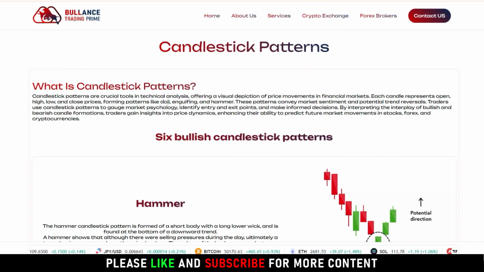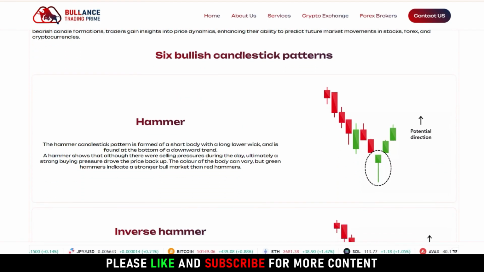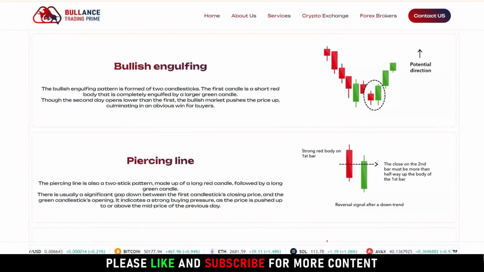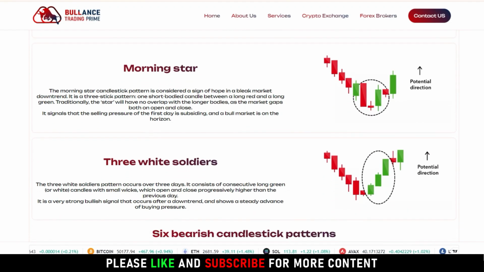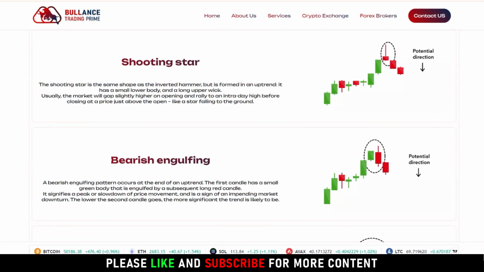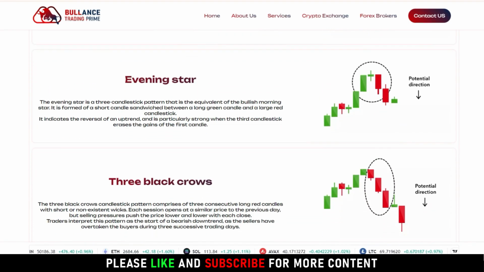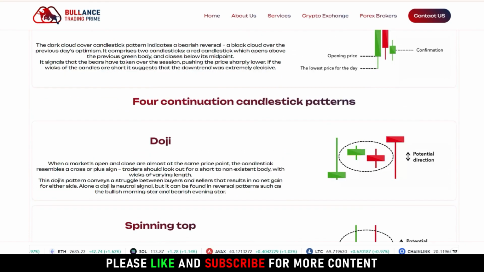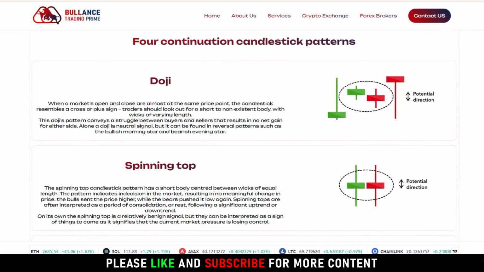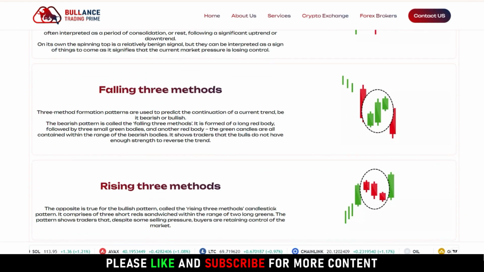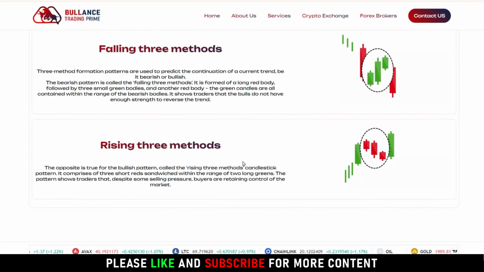So let's see some of the most popular candlestick patterns. First is the hammer, and we can see the inverse hammer, bullish engulfing, piercing line, morning star, three white soldiers, and hanging man, shooting star, bearish engulfing, evening star, three black crows, and dark cloud cover, doji, which is most important also, and then the spinning top, the falling three methods and rising three methods. So we can see a lot of things.